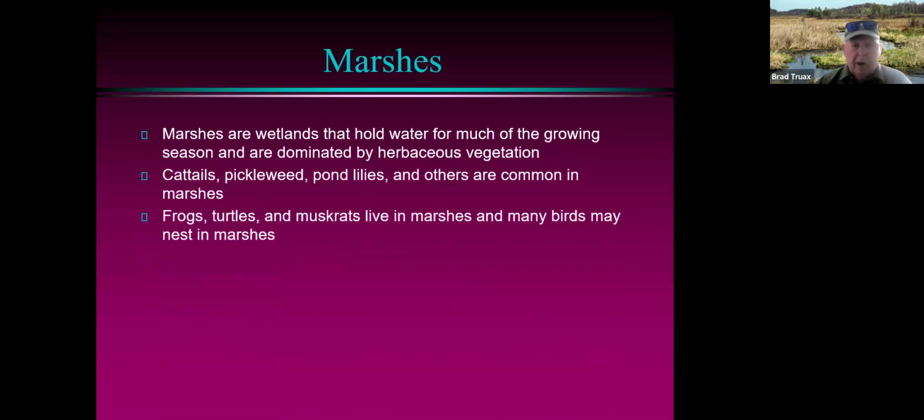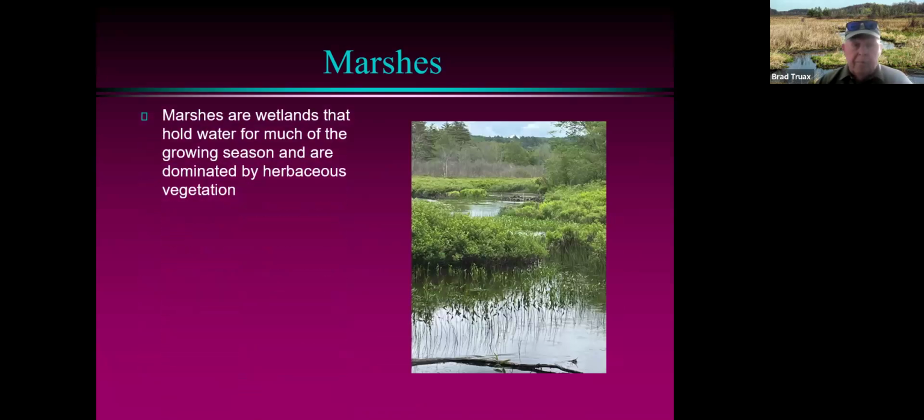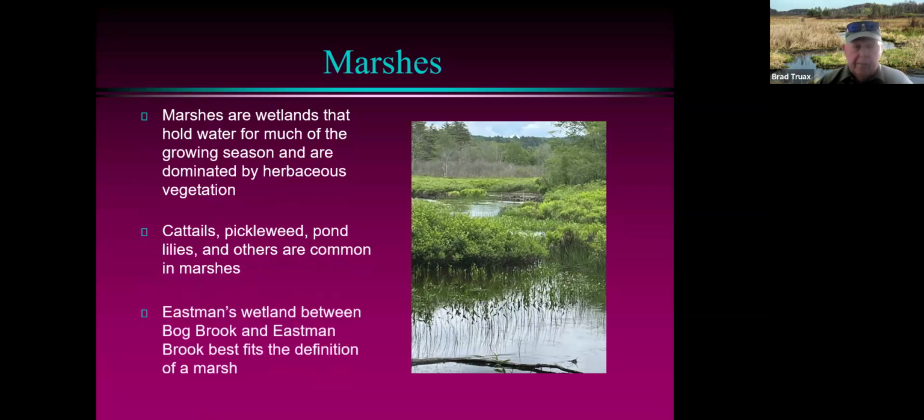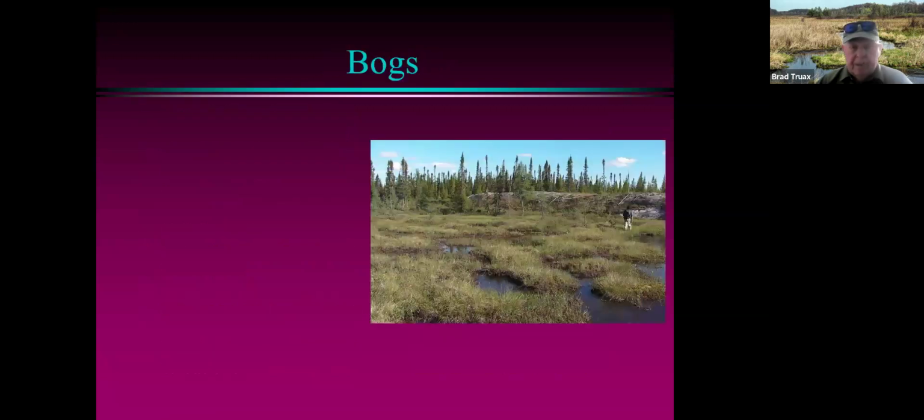And once again, in those marshes, you'll find frogs, turtles, muskrats, many birds, and a whole variety of wildlife species. Marshes are also favorite stopover sites for migrating birds. So here's a typical marsh. Again, they hold water for much of the growing season. They're dominated again by herbaceous plants as opposed to woody plants. And again, cattails, pickleweed, pond lilies, and other species are common. Eastman's wetland between Bog Brook and Eastman Brook actually best fits the definition of a marsh.